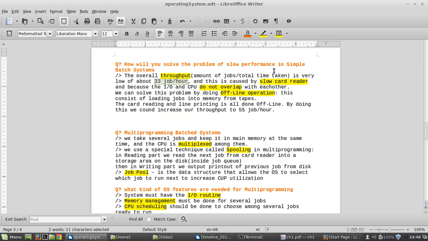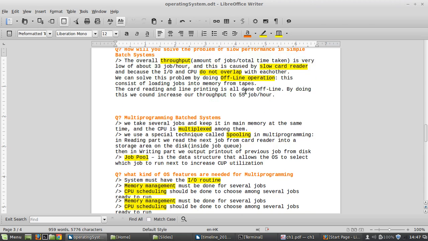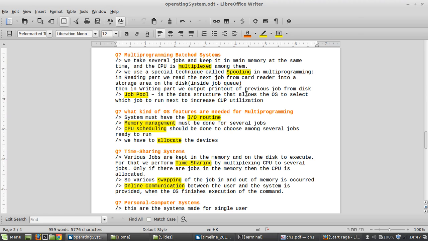And by doing the pre-job that is required offline, we can increase our throughput to almost 55 jobs per hour. Just by using this principle of offline operation, we can increase the throughput by such a huge amount, from 32 to 55. You understand me? So this is just about solving the problem of performance.